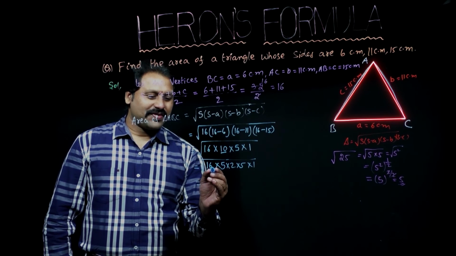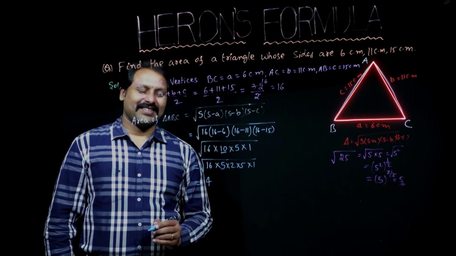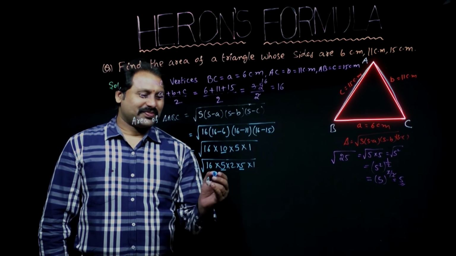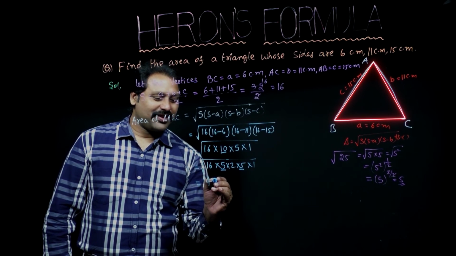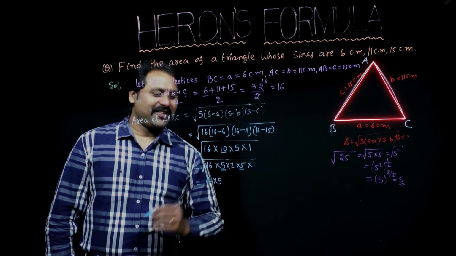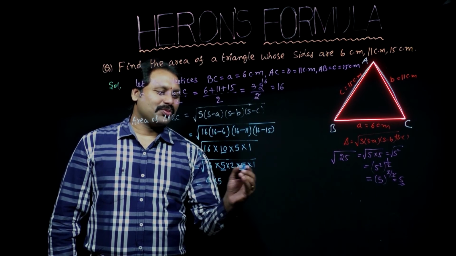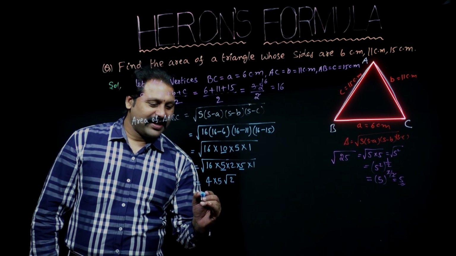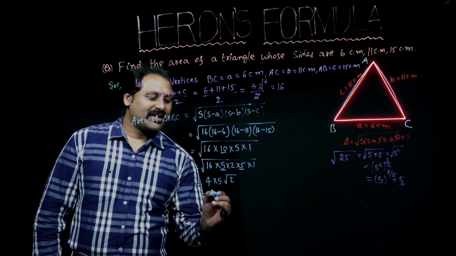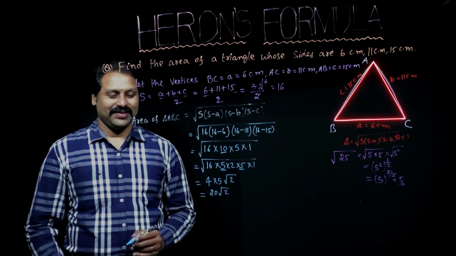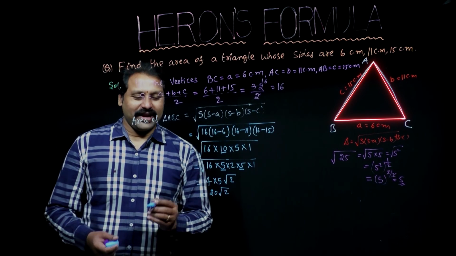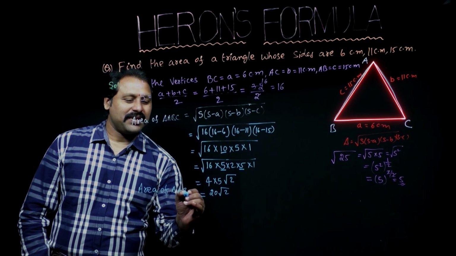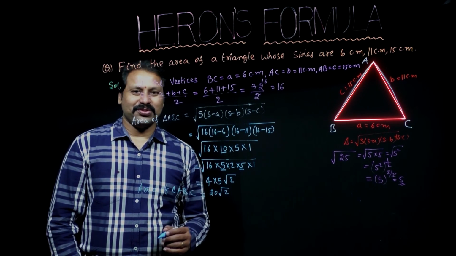Now square root of 16 is going to be 4. Here 5 and 5 is there. So you should bring one 5 to outside of the root, that is 5. And what is the remainder? 2 into 1, it's going to be root 2. Now the final answer: 4 5s are 20 root 2. So this is our required area. Area of triangle ABC is 20 root 2.